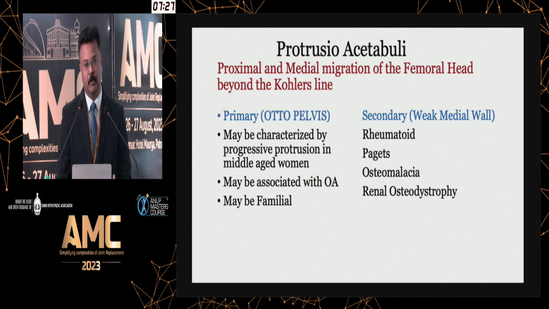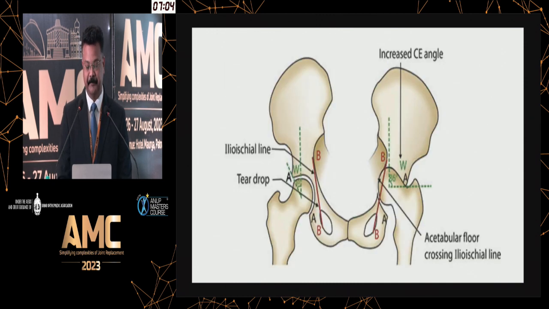So we want to know whether it is primary or secondary to some other cause. The primary may be characterized by progressive protrusion, usually in middle-aged women, may be associated with osteoarthritis and could be familial. Secondary, of course, there are numerous causes. The list is exhaustive, but common causes which we need to rule out remain rheumatoid, osteomalacia, Paget's, and of course, renal osteodystrophy. Now, when we look at the radiographic picture, there is an increased CE angle.